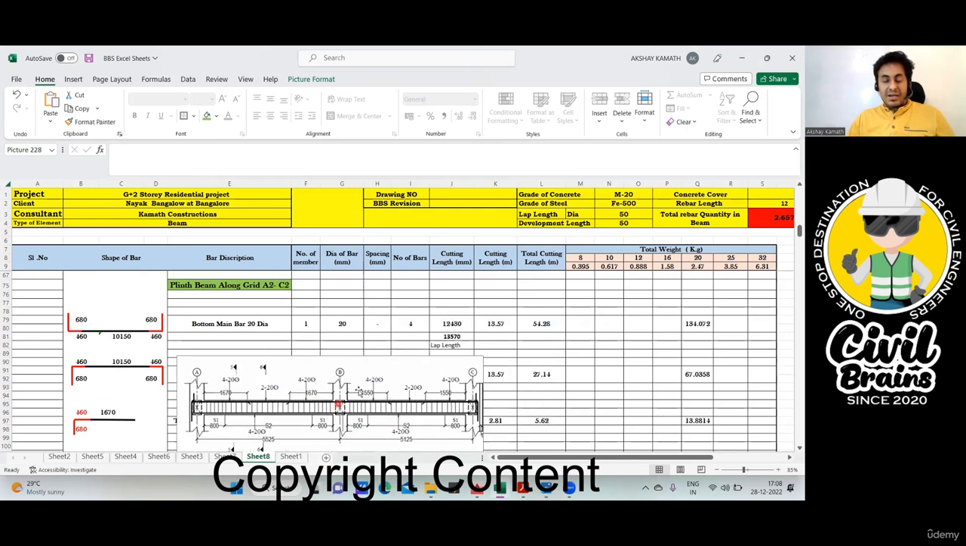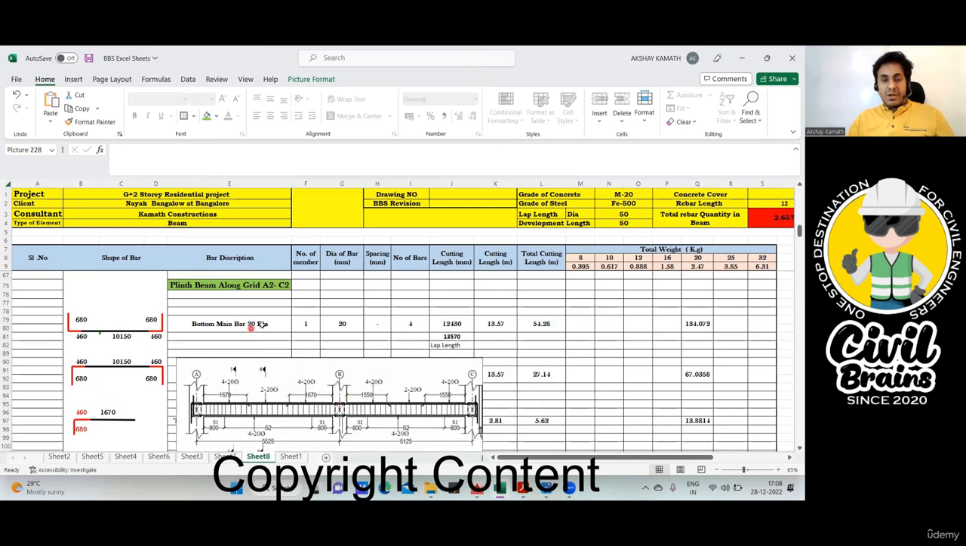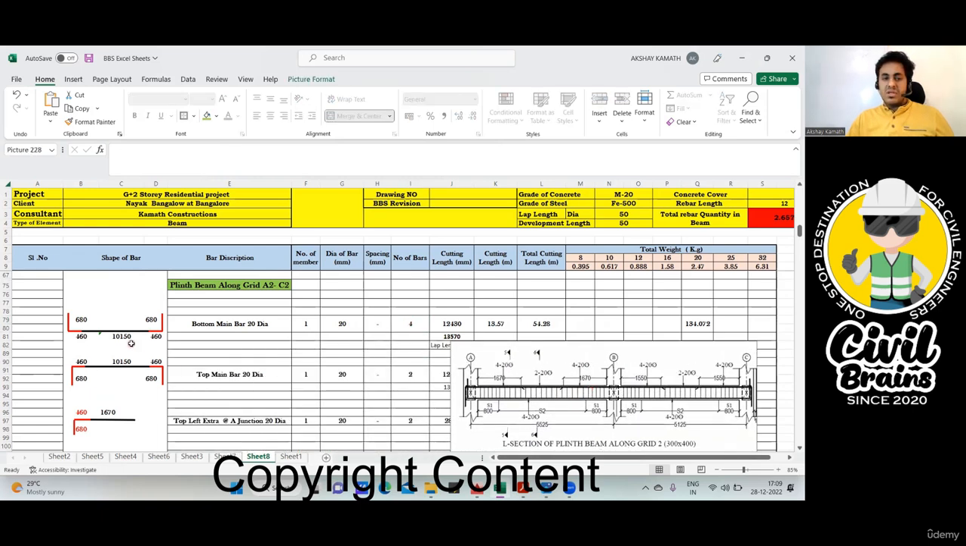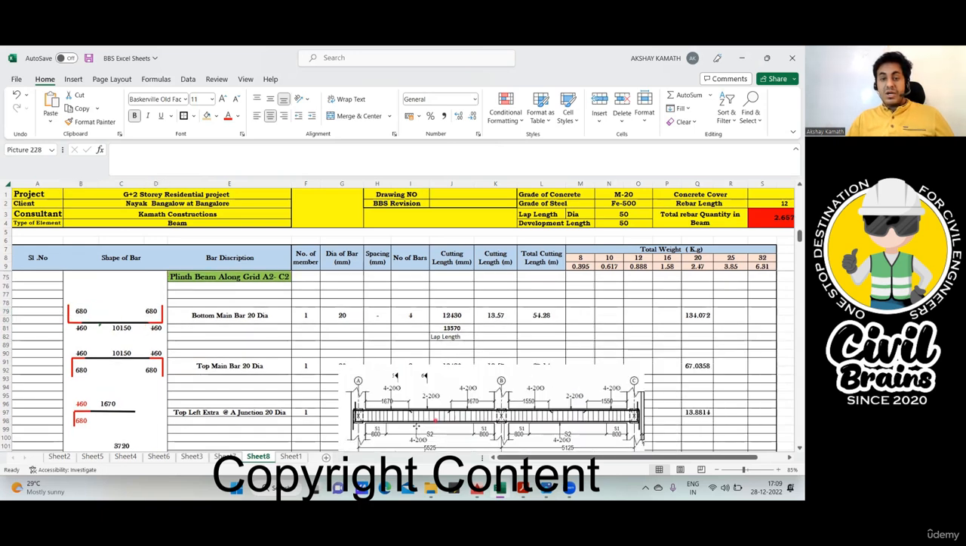That is the reason I have written bottom main bar 20 dia, number of members only 1. And then you see 4 bars are written over here, so I wrote number of bars 4. Rest all things remain the same. This thing you know how to find. This you know, this you know. Same procedure. See my answers and try to get the same answer.